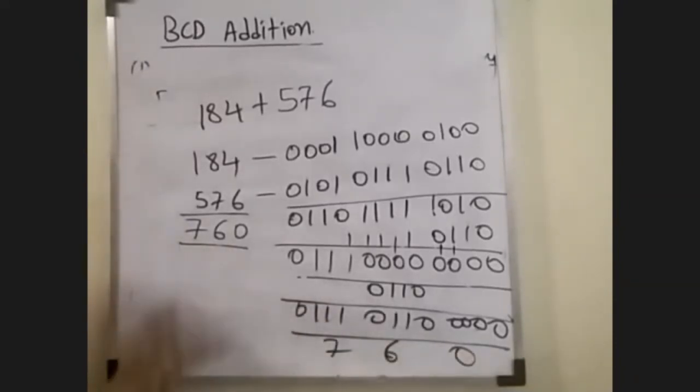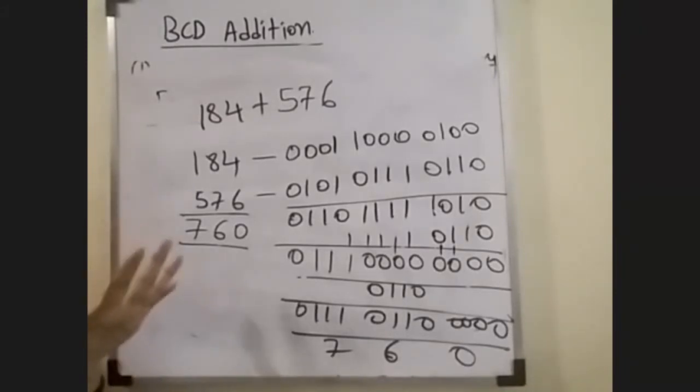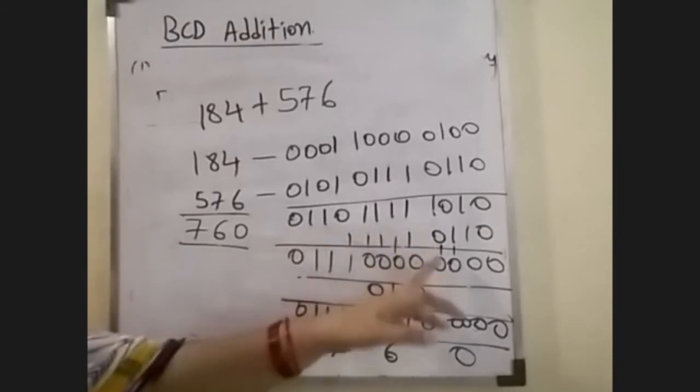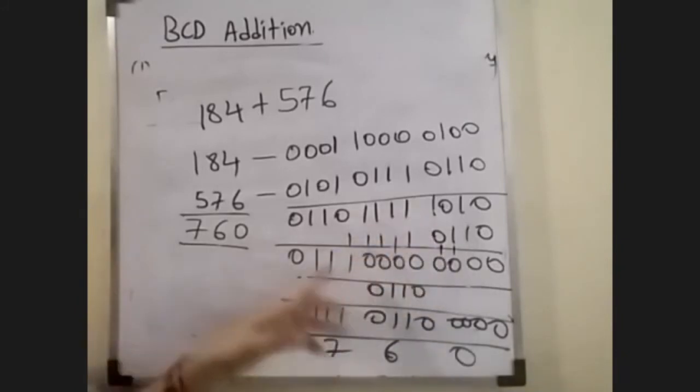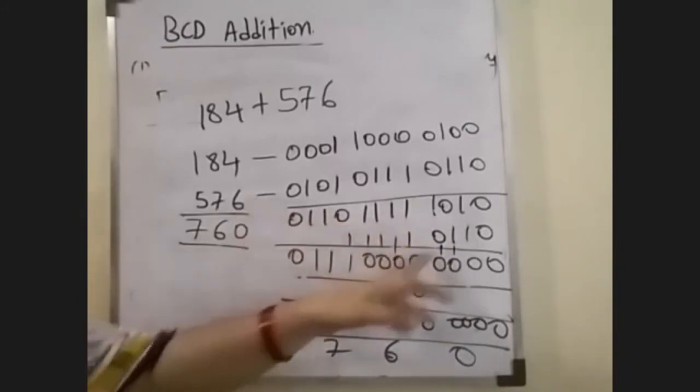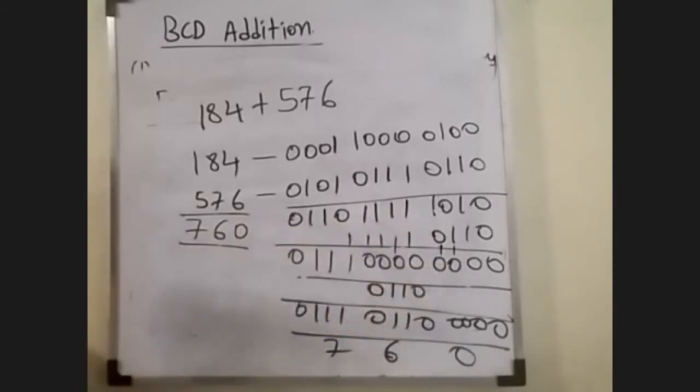So this way we can perform the BCD addition. Where the invalid sum occurs, there you can add plus 6, until that produces the correct result. Until then you can add plus 6, plus 6. If any carry is produced, then it will be added to the next higher order BCD digit. Is it clear now how BCD addition is performed? We will do one more problem.